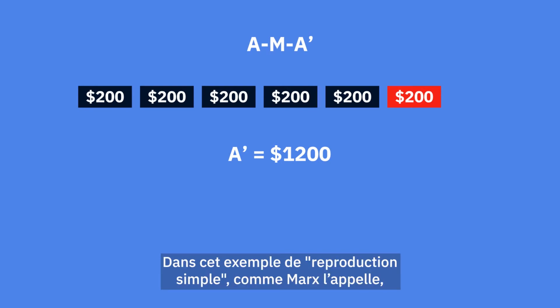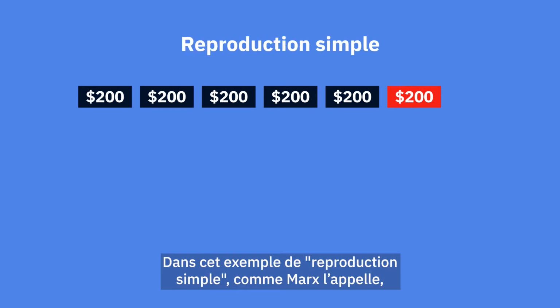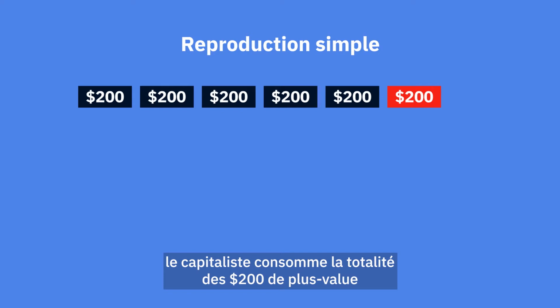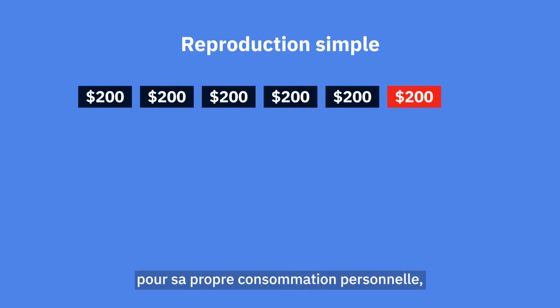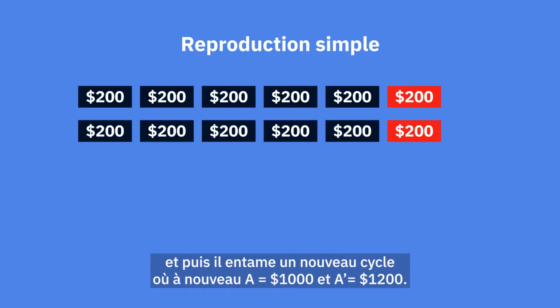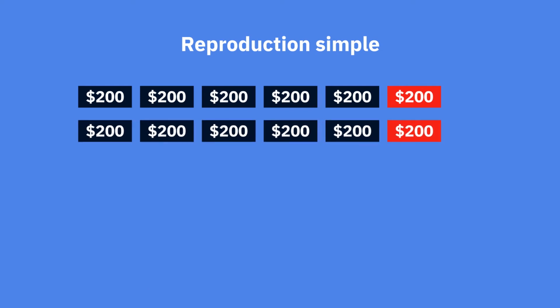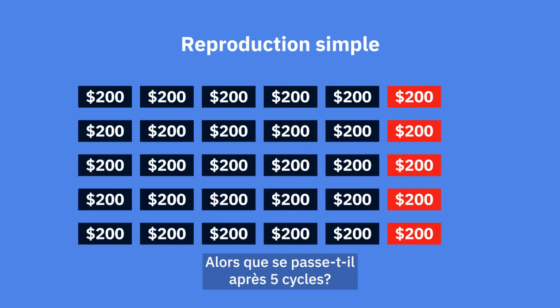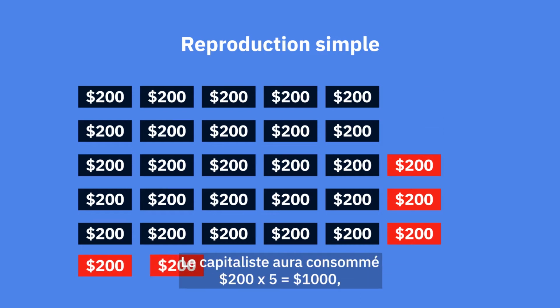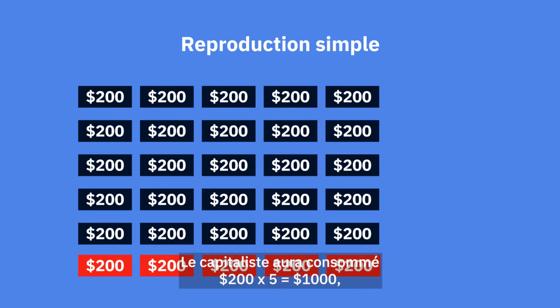In this example of what Marx calls simple reproduction, the capitalist consumes all of the $200 in surplus value for their own personal consumption, and then starts a new cycle where again M equals $1,000 and M prime equals $1,200. So what happens after 5 cycles? The capitalist will have consumed $200 times 5 equals $1,000, the equivalent of what he originally advanced.